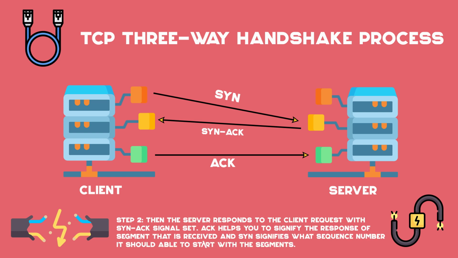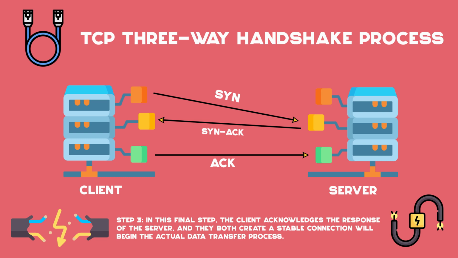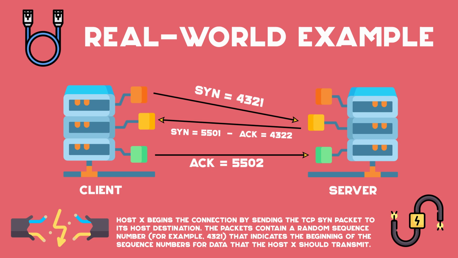In step two, the server responds to the client request with SYN and ACK signals. ACK signifies the response to the segment that it received, and SYN signifies what sequence number it should start with. Then step three is the final step, in which the client acknowledges the response of the server and they both create a stable connection, after which the actual data transfer begins. Now let's look at a real-world example to understand the three-way handshake better.